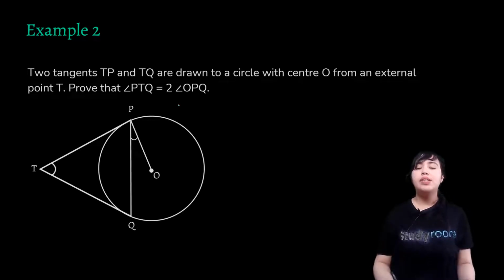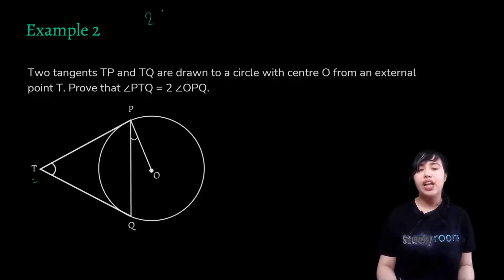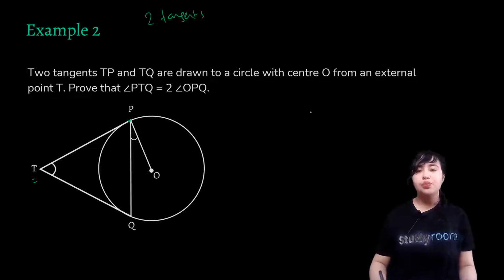Then here we have a circle with center O. There is an external point T. From an external point, if you revise, how many tangents were we having? There were 2 tangents. So those 2 tangents are over here, TP and TQ. And the point of contact for tangent TP is P, and for TQ it is Q. And you have to prove that this angle PTQ is equal to twice of angle OPQ.